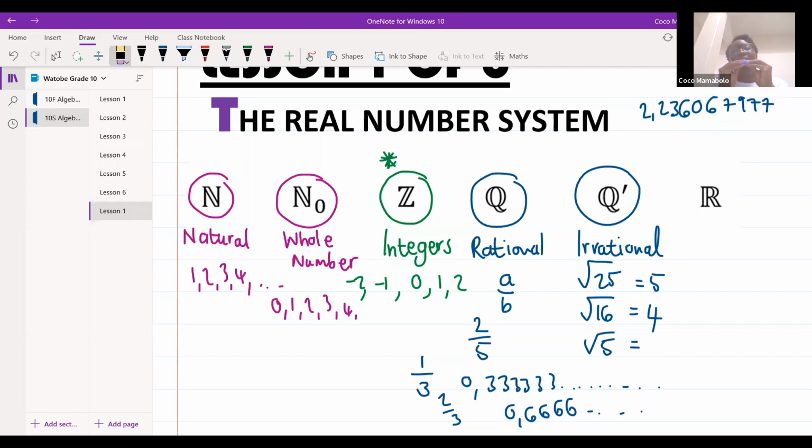Can I just get a thumbs up from you guys? Do we understand the difference between natural, whole, integers, rational, and irrational? You can use your reactions, or you can drop it in the chat while I take Apiwe's question. Do you want to unmute for me, Apiwe?